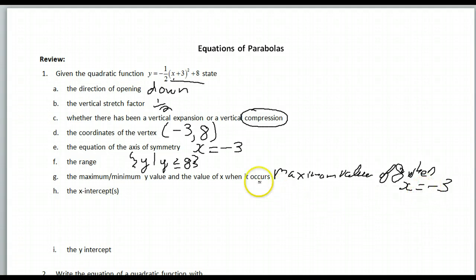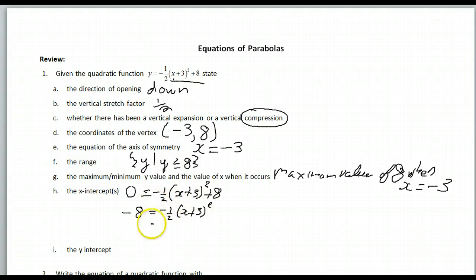The x-intercepts. In order to find the x-intercept, we set y equal to 0. So in our equation, 0 is equal to -1/2 (x plus 3) squared plus 8. Going to isolate, so we're going to move the 8 over, giving us -8 is equal to -1/2 (x plus 3) squared. Multiply both sides by -2, giving us 16 is equal to (x plus 3) quantity squared.